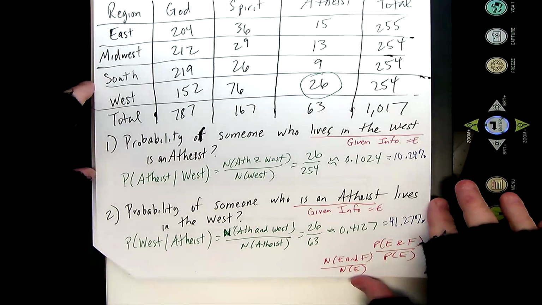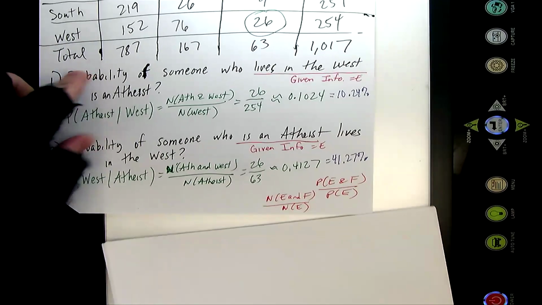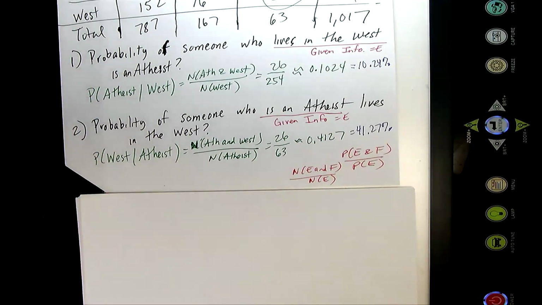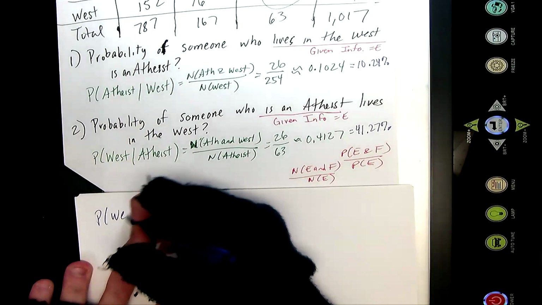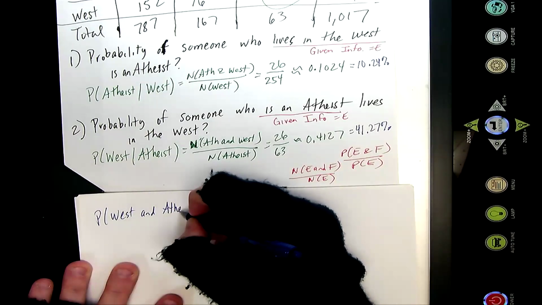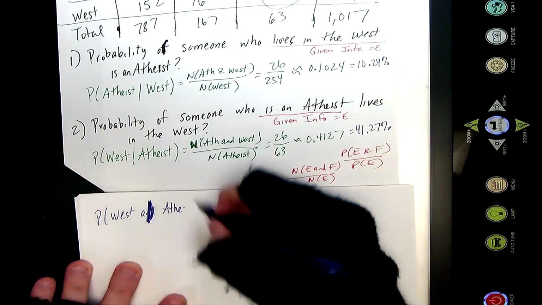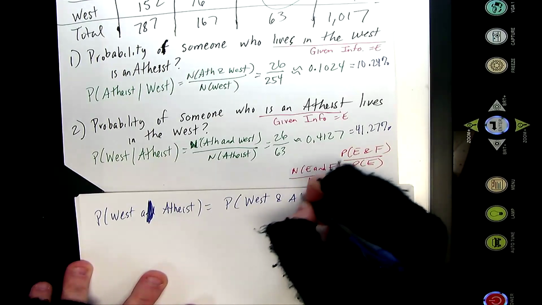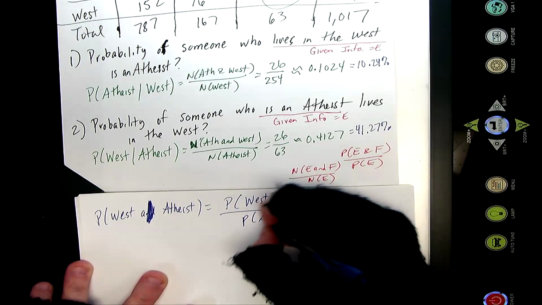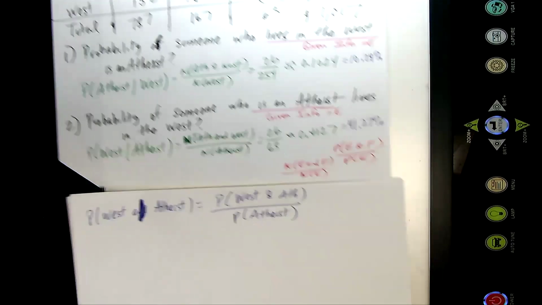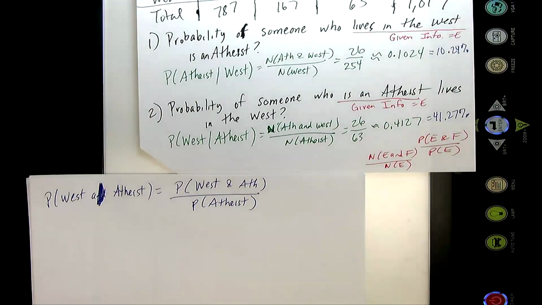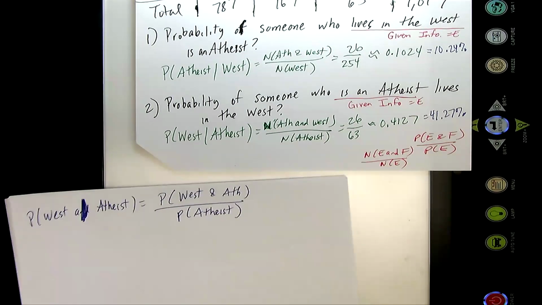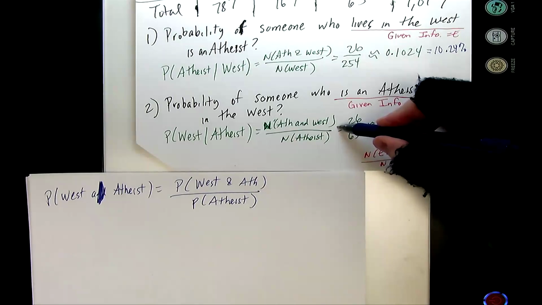Could I have gotten this doing probability? Let's do the probability of West given atheist. We're gonna base that off the probability of West and atheist over the probability of atheist, just doing number two the other way. Yeah, West given atheist, I messed it up. Okay, I'm rewriting this bottom one, number two, in terms of probability.